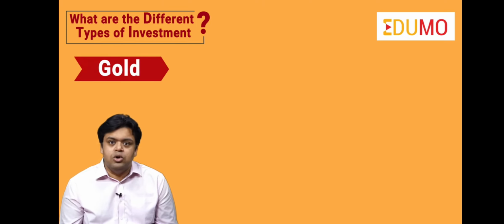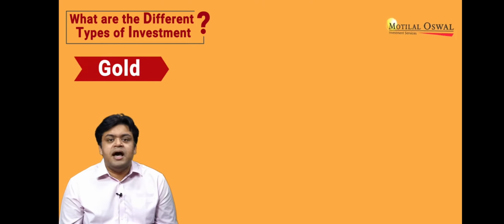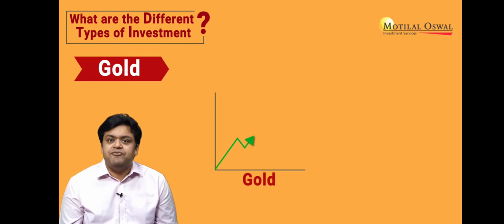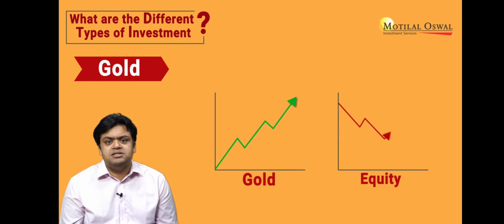Next is gold. This is considered as one of the safe havens and performs well when the equity markets tumble. It is an effective hedge against inflation.